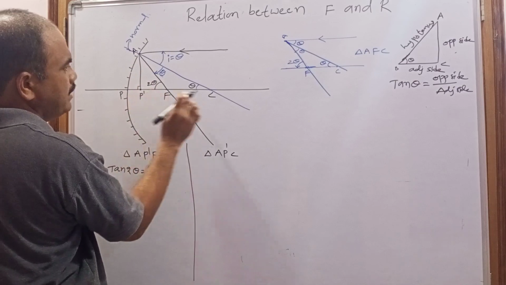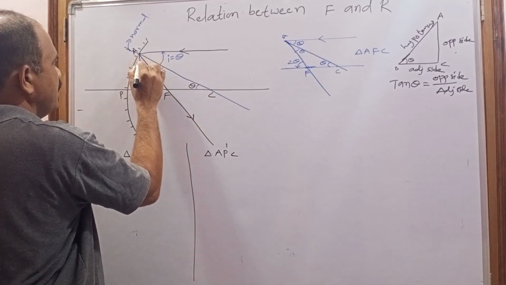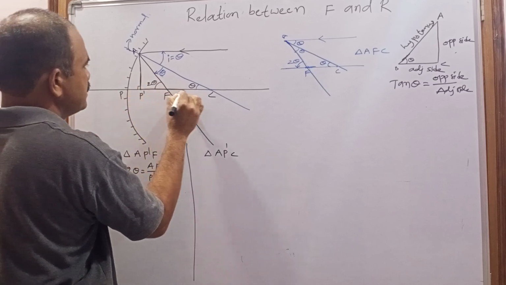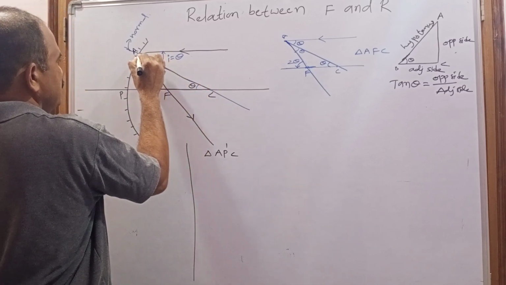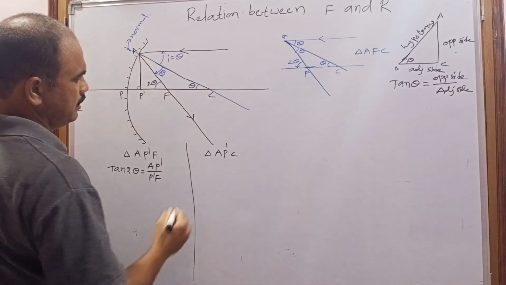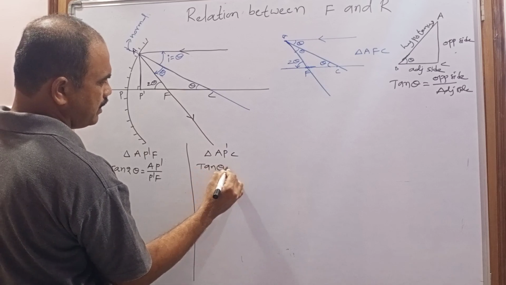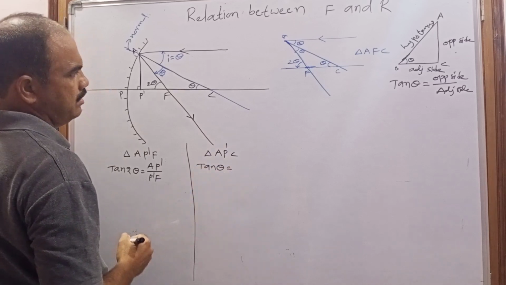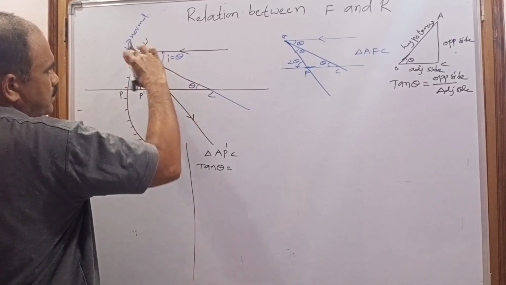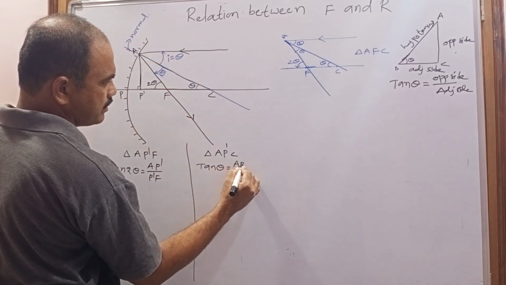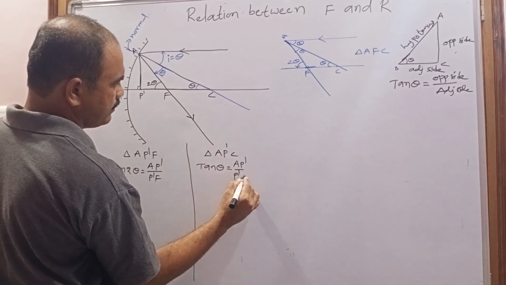Next, in the same way, come to the triangle AP'C. In this triangle also theta is there. Is it a right angle triangle or not? Yes. So here I am taking angle theta. What is tan theta? By definition, it is the ratio of opposite side to adjacent side. The opposite side is AP', by the adjacent side P'C.